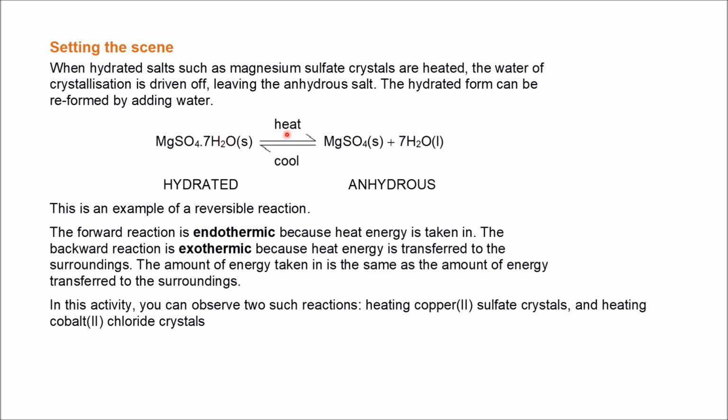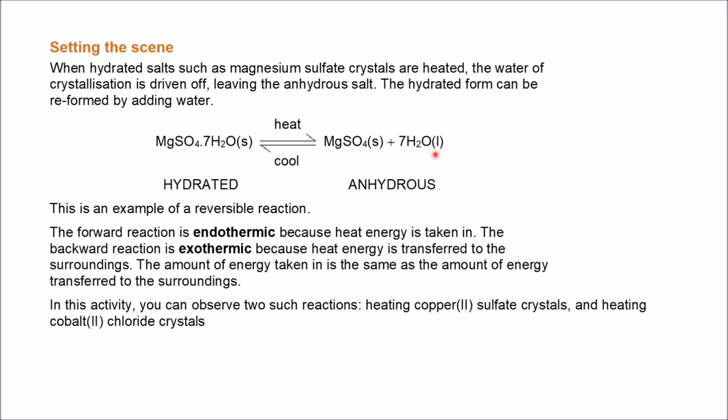When we heat that up, so we put it under a Bunsen burner, for example, it will break those bonds, and you'll be left with magnesium sulfate still, but it will not have water attached to it. The water will have broken the bonds and not be attached to the magnesium sulfate. We call that anhydrous, which means without water.